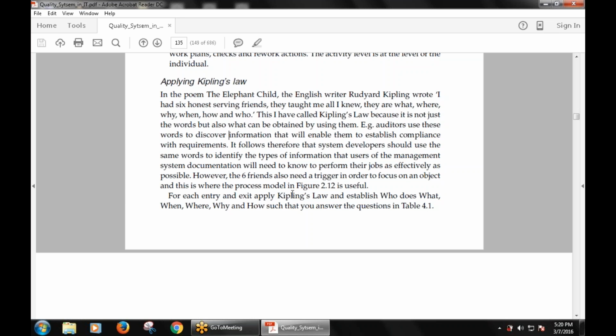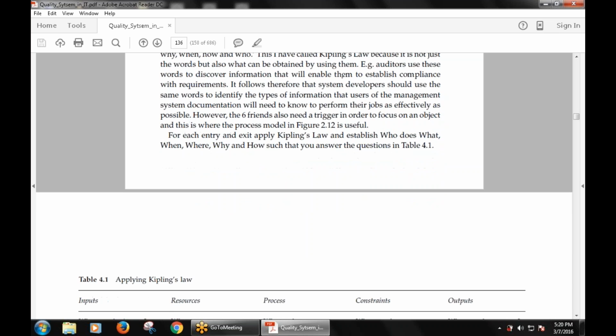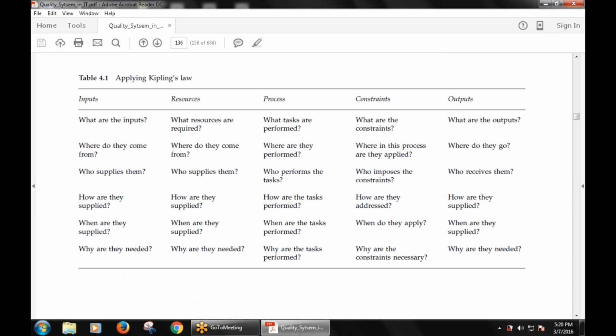For each entry and exit, apply Kipling's law and establish what, when, where, why, and how much, so that you answer the questions in table 4.1. These are the various Kipling's law questions. What are the inputs? Where do they come from? Who supplies them? How are they supplied to the management part, to the organization? And why are they needed? What is the requirement of the model?